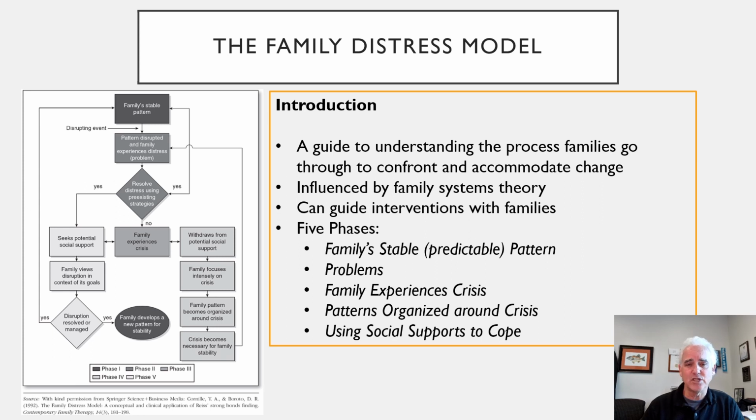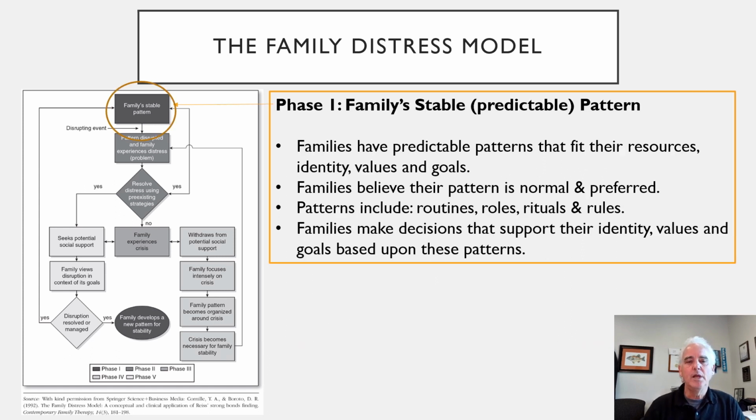Those 5 phases are the family's stable pattern, their predictable pattern, the way they normally are. Then the introduction of a problem. The family then experiences crisis and becomes unbalanced. Then they have to organize themselves differently around the crisis. And then another phase of this model is social supports to cope. So let's begin exploring this model a little bit more in depth. Next slide, please. So you notice I've circled at the top the family's stable pattern, the predictable pattern.